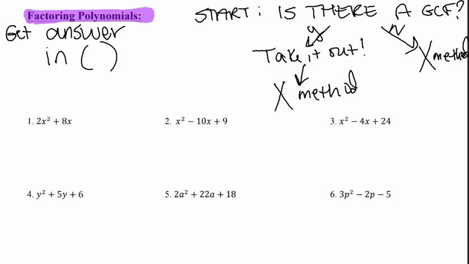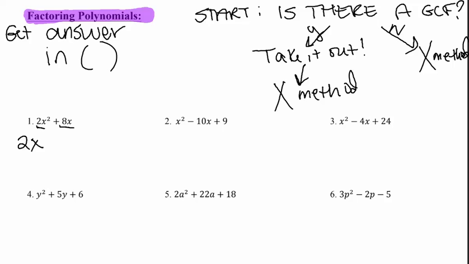I'm going to skip around on some of these problems. If I take a look at number 1, first question: is there a GCF? GCF stands for greatest common factor. Is there a greatest common factor between 2x squared and 8x? Well, they both have a 2 in common. What else do they have in common? They also have an x in common.